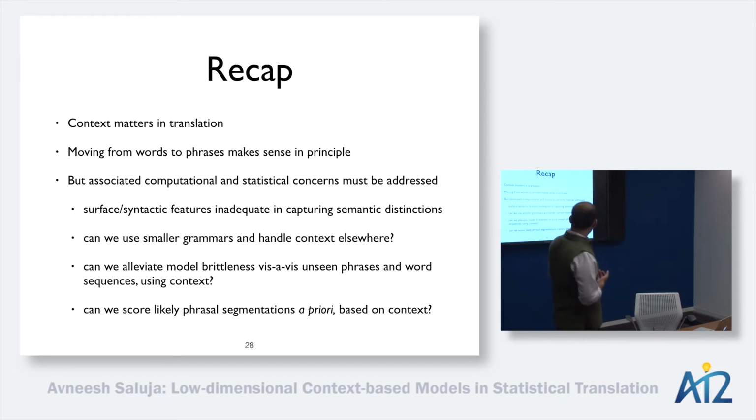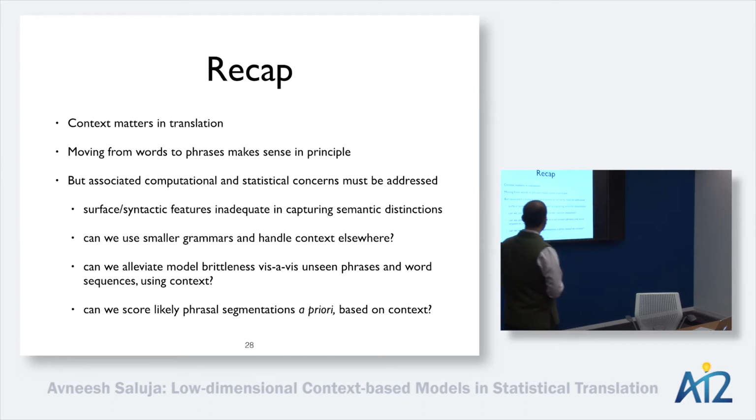And then the questions that I've outlined here are things that I'd like to address in this talk. Namely, can we use smaller grammars and handle the context elsewhere? In other words, can we use a smaller minimal grammar to tell us what translations are, and then use context and better parameter estimation techniques to refine those grammars in a context-dependent manner?